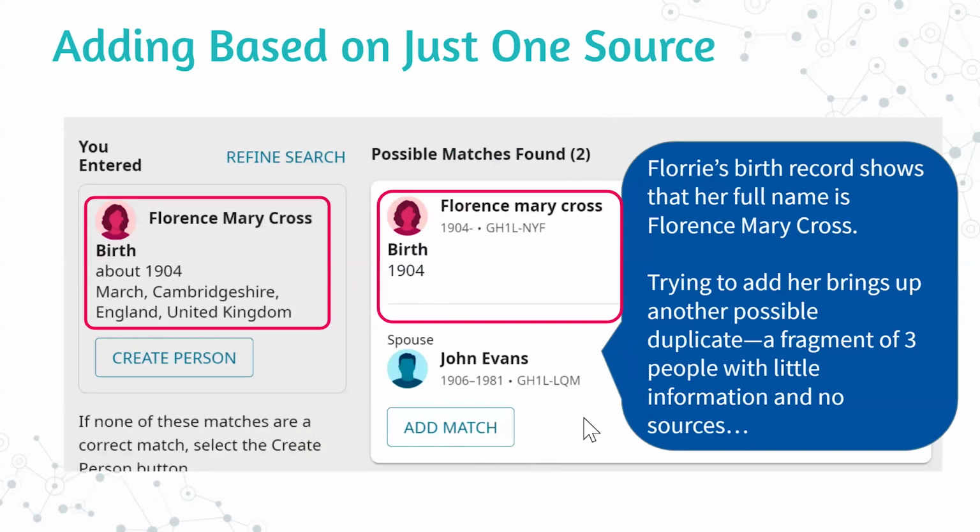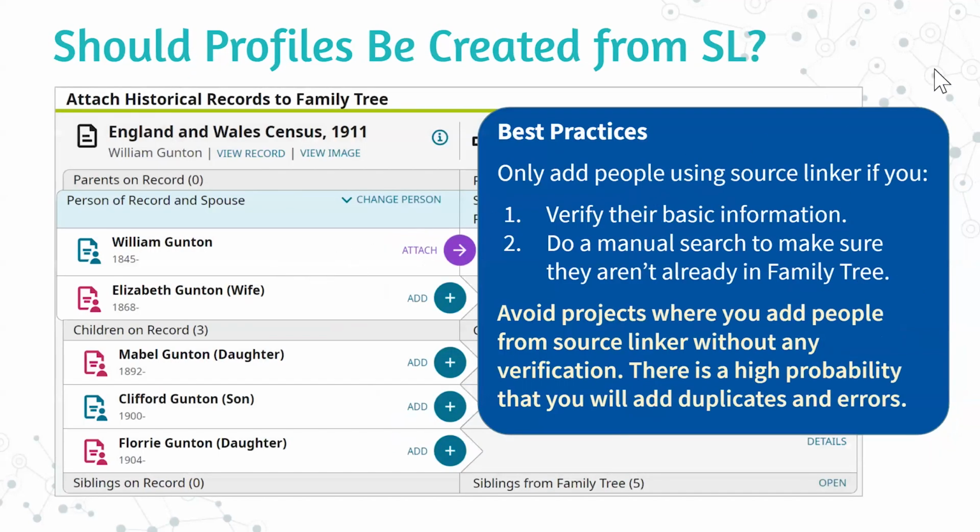So, by the way, if you're wondering, this did not turn out to be this Florence Mary Cross, despite the rather unusual name. This turned out to be a different person. They might be cousins or something. But anyway, I did add Florence Mary, and she is in her right family. So I don't want to be misunderstood here. You might be wondering, so are you saying that you should never add a profile from SourceLinker? And no, that's not what I'm saying.